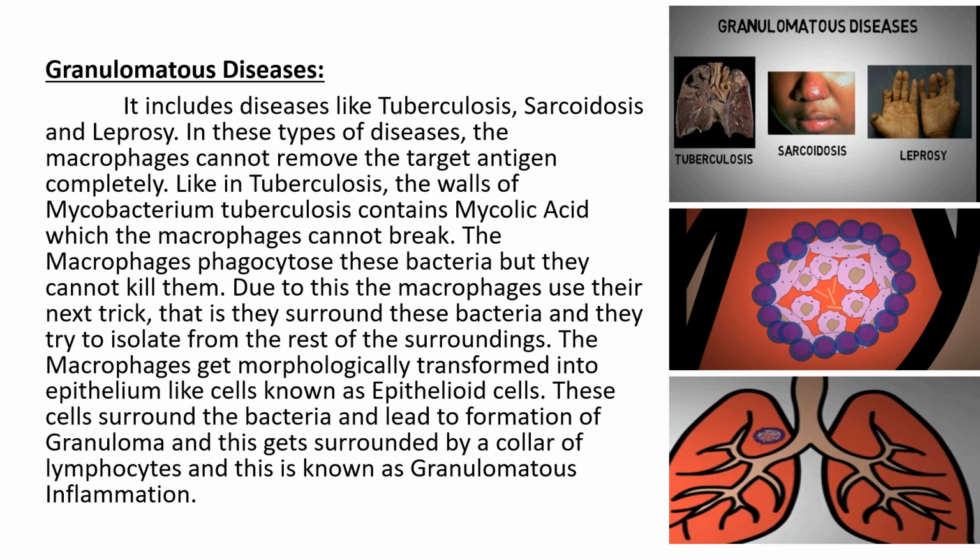Granulomatous diseases. It includes diseases like tuberculosis, sarcoidosis, and leprosy. In these types of diseases, the macrophages cannot remove the target antigen completely. Like in tuberculosis, the walls of Mycobacterium tuberculosis contain mycolic acid, which the macrophages cannot break. The macrophages phagocytose these bacteria, but they cannot kill them. Due to this, the macrophages use their next trick, that is, they surround these bacteria and try to isolate them from the rest of the surroundings. The macrophages get morphologically transformed into epithelium-like cells known as epithelioid cells. These cells surround the bacteria and lead to the formation of granuloma, and this gets surrounded by a collar of lymphocytes, and this is known as granulomatous inflammation.